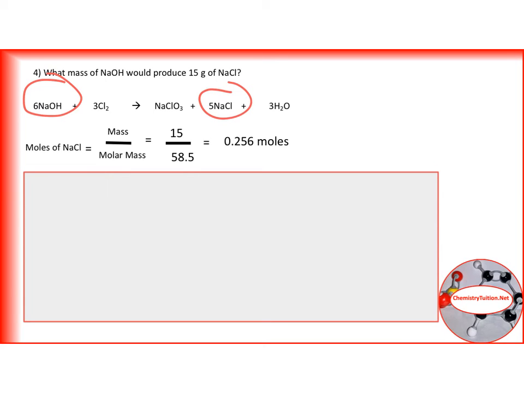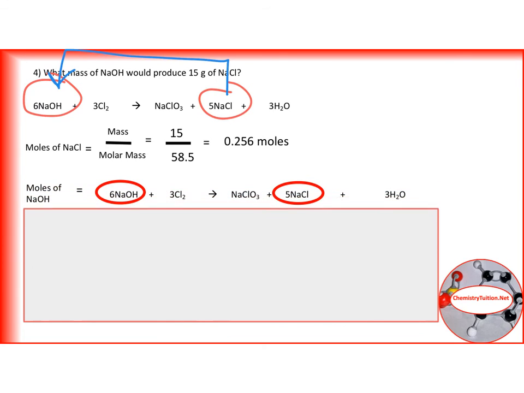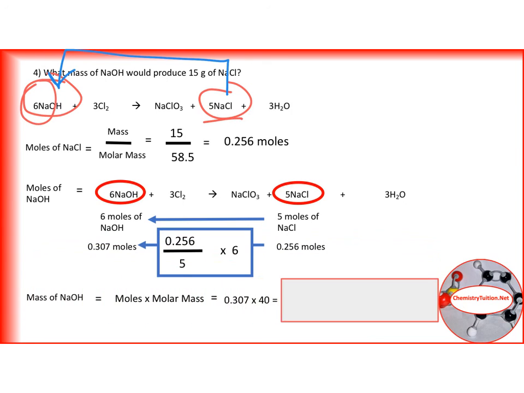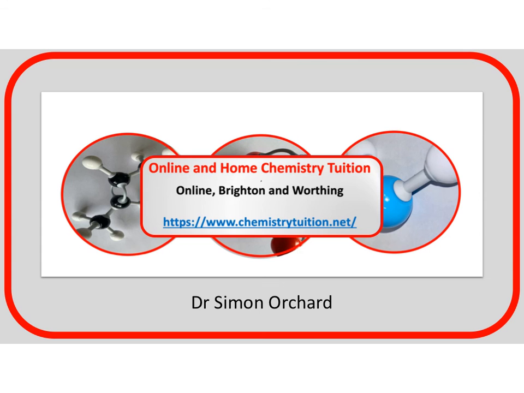I then need to look very carefully at the ratio. You will notice that to make 5 NaCl's, I need 6 moles of sodium hydroxide. So I need to take my 0.256, I divide it by the 5 in front of the sodium chloride, and times it by the 6 in front of the sodium hydroxide, and that gives me 0.307 moles. Finally, to find the mass of sodium hydroxide, it's mass over molar mass. Molar mass of sodium hydroxide is 40, so that gives me 12.28 grams.